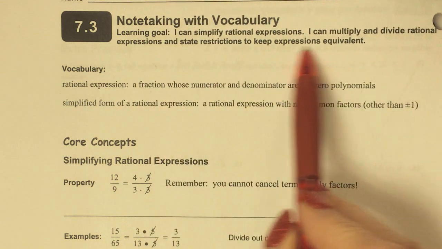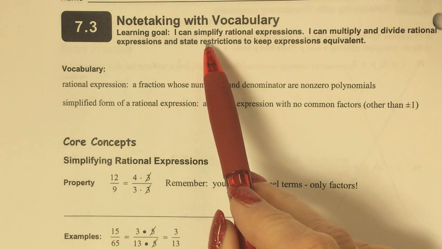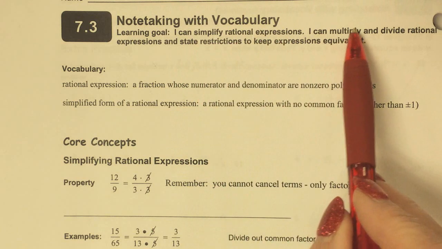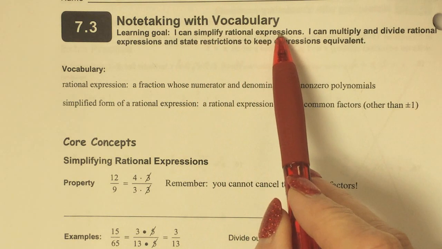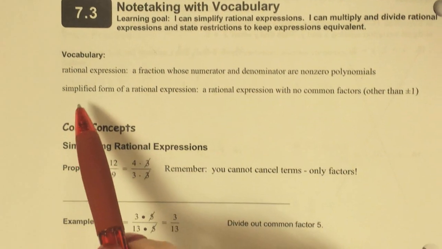This is going to be the hard part for you guys, these restrictions, and the reason why is because you haven't had to do it before. In Algebra 1, you did some simplifying of rational expressions, but you never had to worry about restrictions. So that's going to be our goal on this.